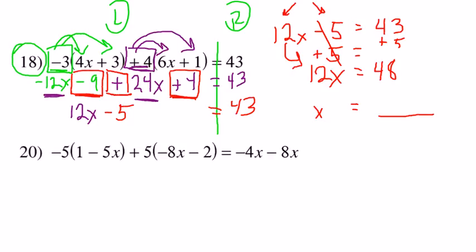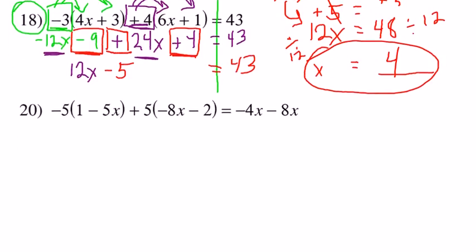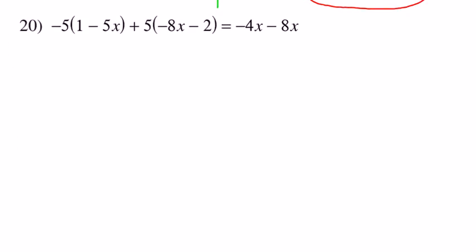What do I want to do now? 12 times x, or 12 times a number, is equal to 48. How do I break up or undo multiplication? Yes, with division. So I'm going to divide each side by 12. And 48 divided by 12 happens to be 4. And there's my answer.